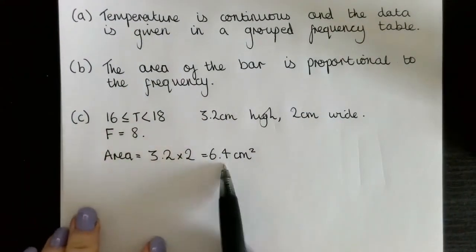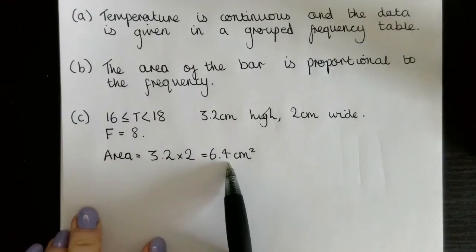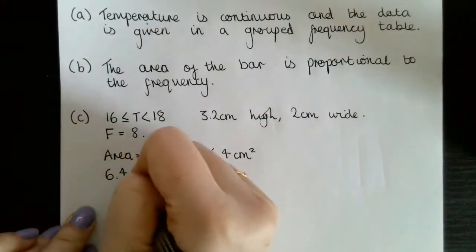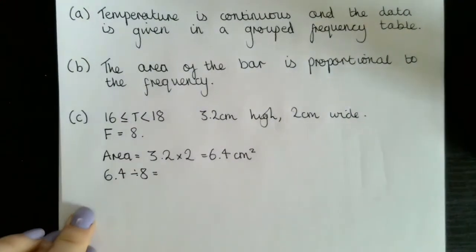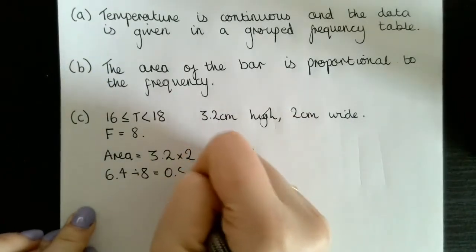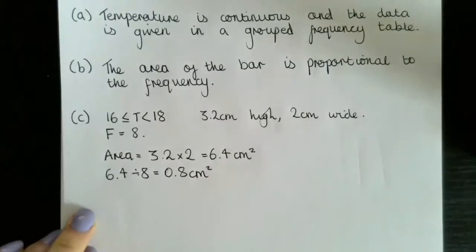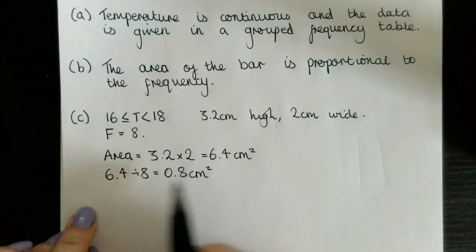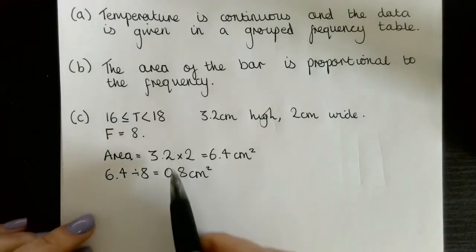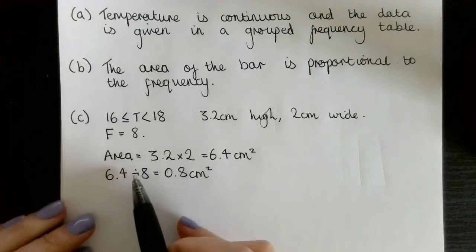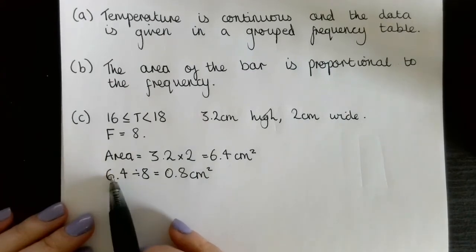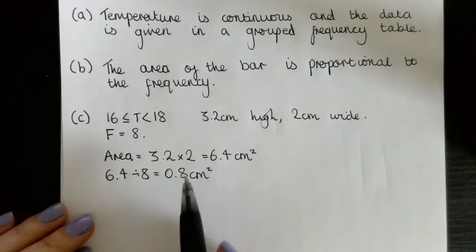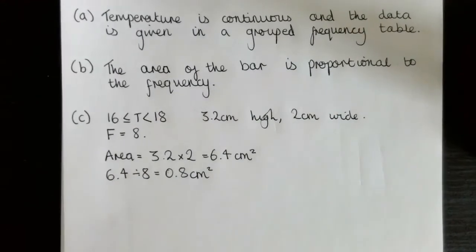So we're told that an area of 6.4 centimetres squared represents a frequency of 8. So if we divide that area into our 8 equal parts, we get 0.8 centimetres squared. So we've just found that each day is represented by an area of 0.8 centimetres squared. So we've split up the area of the bar into the frequency of 8, which represented 8 days, to find that one day represents 0.8 centimetres squared.